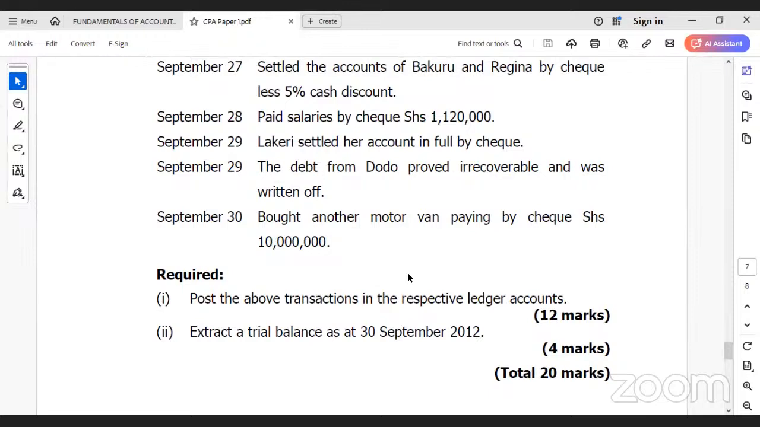Which accounts are you going to come up with? The three accounts already there. Regina's account, Bakuru account, and the bank is already there. Okay. Then which other account do we need apart from those? Is there any other settled account? The cash discount account. The what? Cash discount account. That is discount allowed.